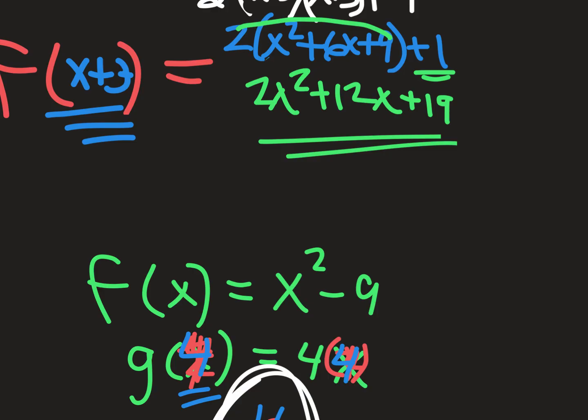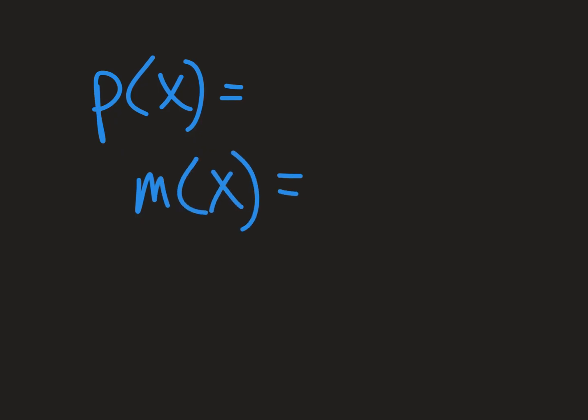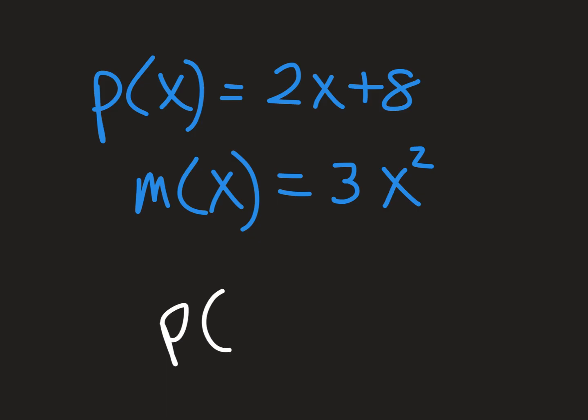All right, I want to make 2 more functions, and we're going to call them p of x and m of x. P of x is going to be 2x plus 8, and m of x is just going to be 3x squared. Now, what if I said p of m of x, and that's it? What's p of m of x?